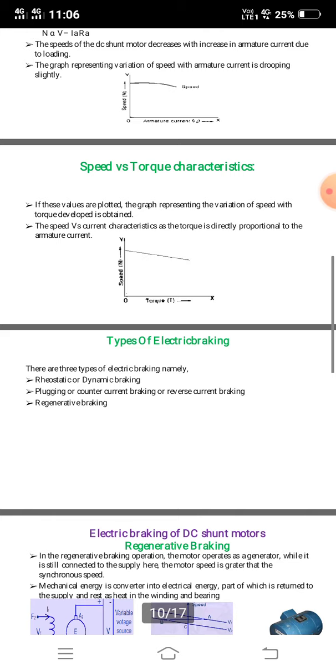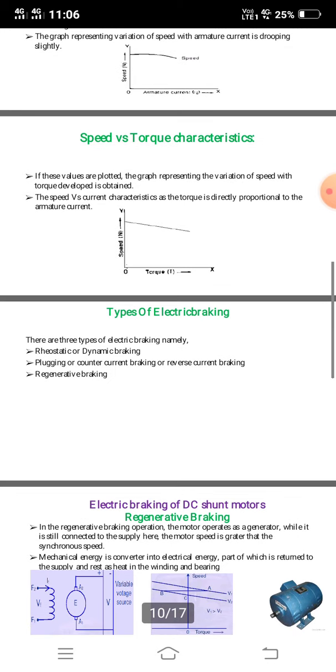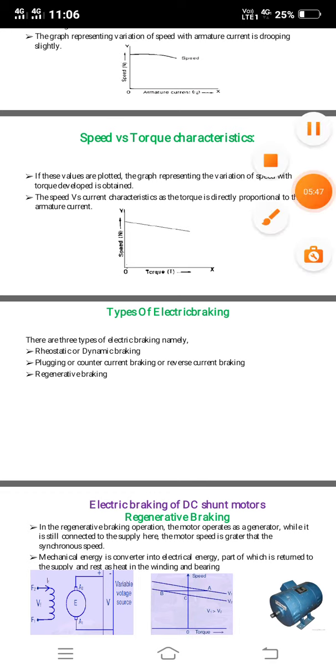Next, we have to see types of electric braking. We have three types: rheostatic or dynamic braking, plugging or reverse current braking, and the third one is regenerative braking. These three are very important braking methods to control mechanical and electrical loads.